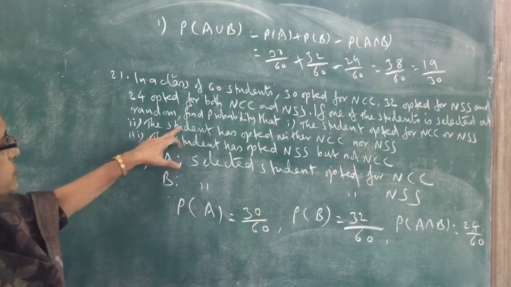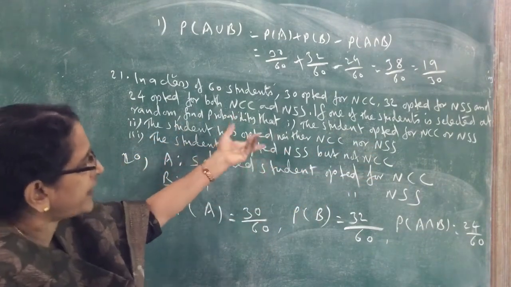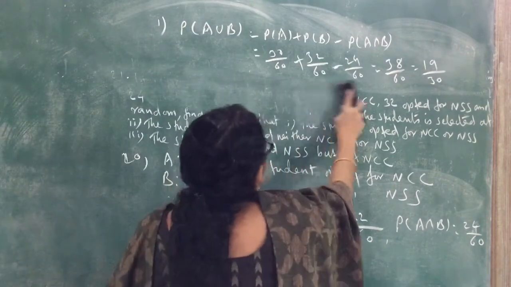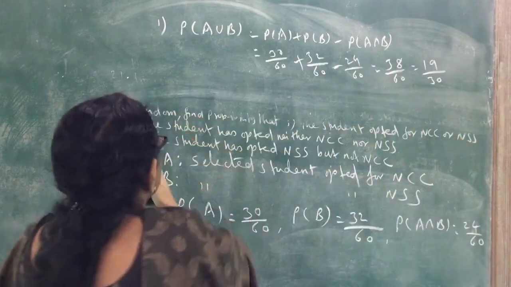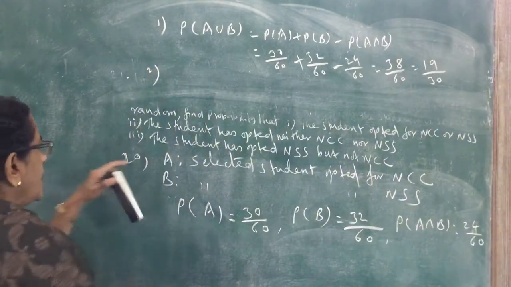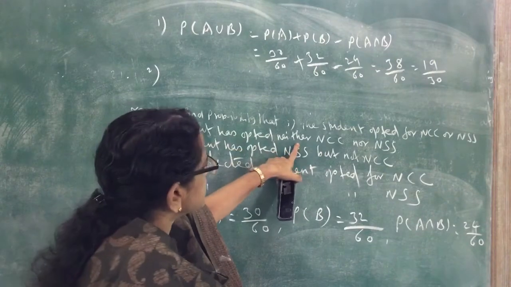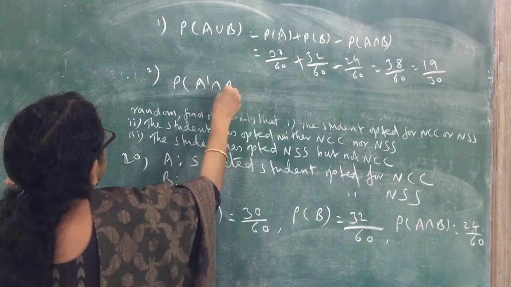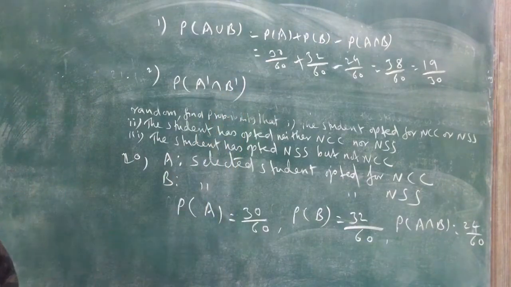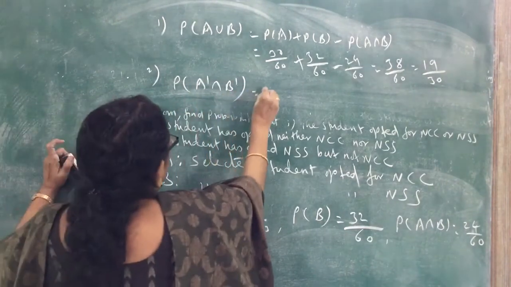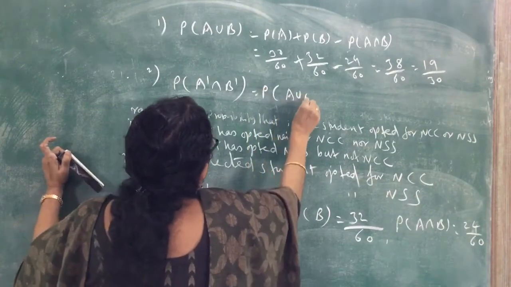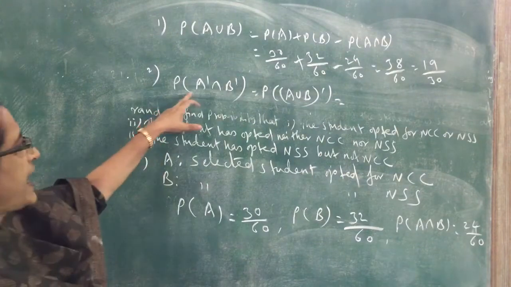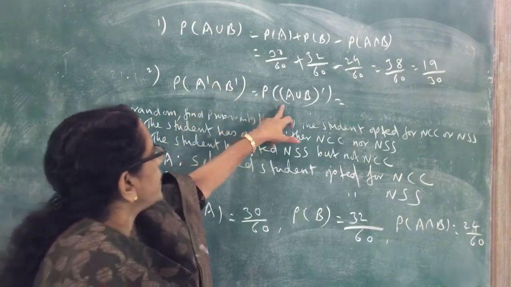Now the second one: the student has opted neither NCC nor NSS. That means we want to find probability of A dash intersection B dash. Neither nor means A dash intersection B dash. We can apply De Morgan's law: applying De Morgan's law, A dash intersection B dash is the same as A union B complement.